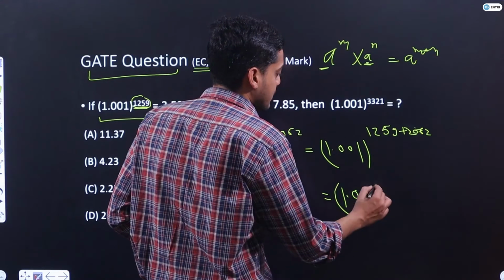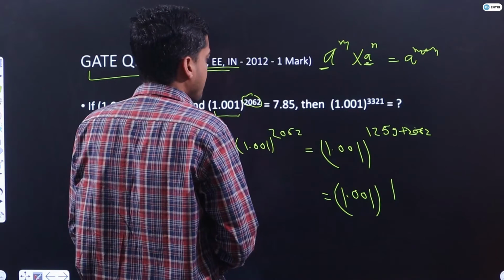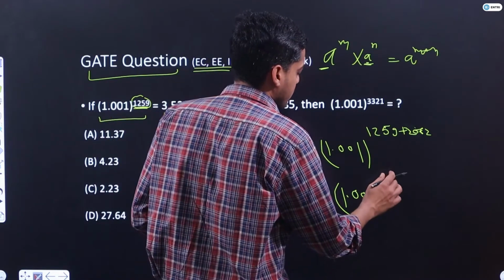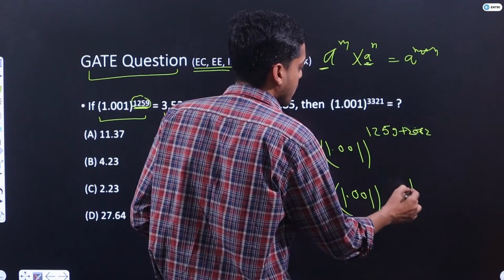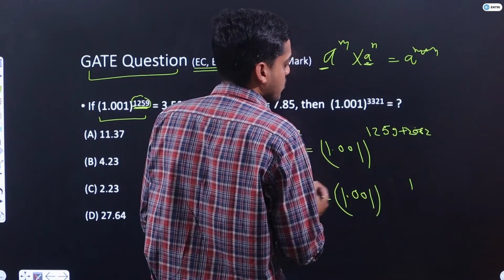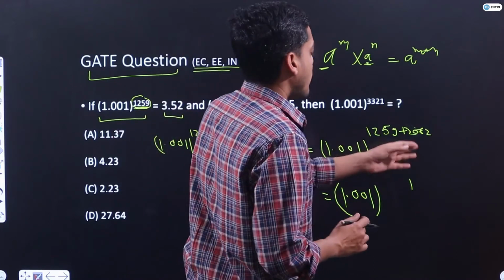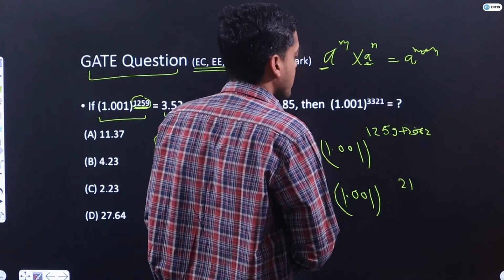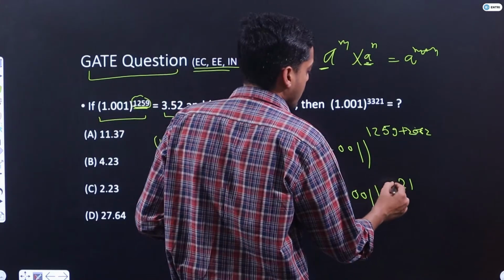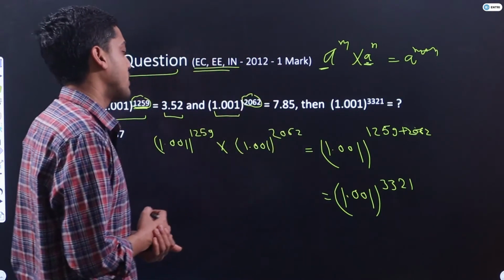The sum of these two, 9 and 2, 11, then 1 will get carried. Ultimately you will have 1 here. 5 and 6, 11, plus the carry 1 is 12, so 2 will be here, 1 will again carry. So 2 and 0, and the carry makes 3 here, and again in the last 3 should be here. So 1.001 to the power 3321 you will get.